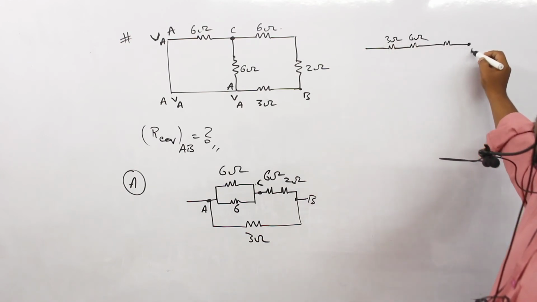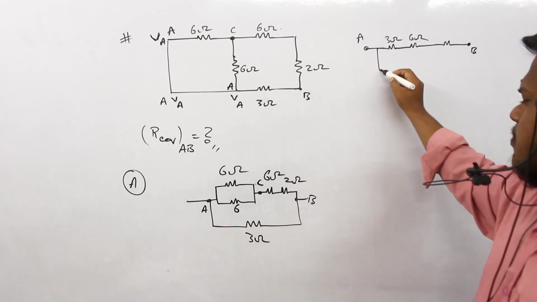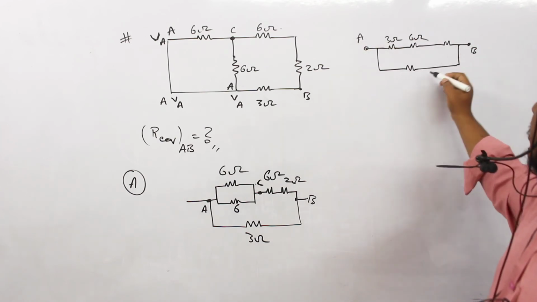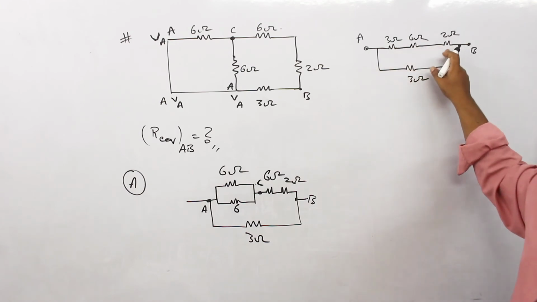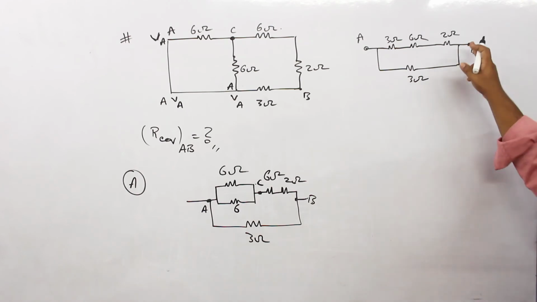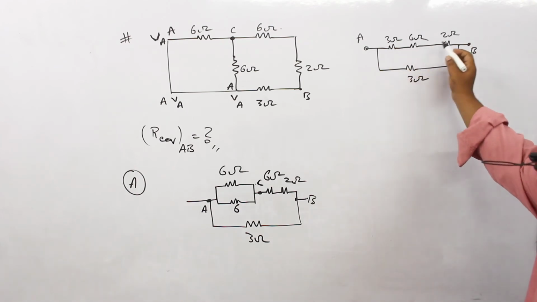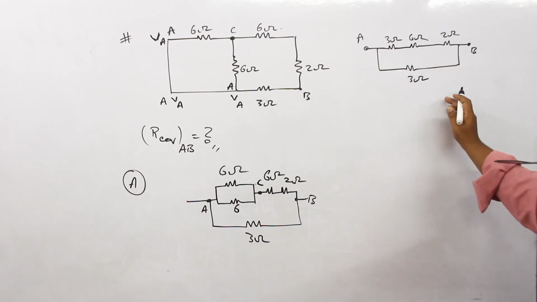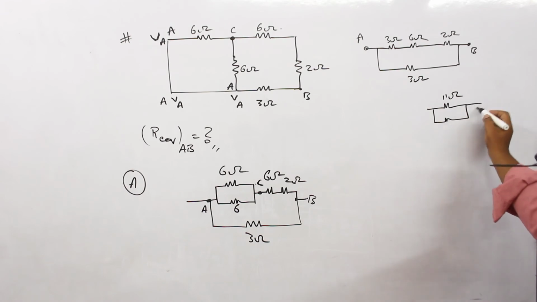Then we have reached point B from point A. And from A to B, there is one more resistor, which is a 3 ohms resistor. So 3 ohms, 6 ohms and 2 ohms are connected in series connection. To this combination, this 3 ohms is again in parallel combination. So 9 plus 2, 11. Clear? So 11 ohms, and this one is 3 ohms.